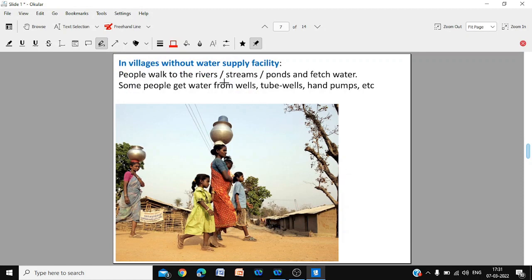In villages there may not be a water supply facility, although nowadays we are having water supply even in many villages, but previously or even now some villages may not have this facility. So people walk to rivers, streams or ponds, and they walk miles and miles. Even children have to walk so many kilometers every day just to bring a pot of water. People get water from wells, tube wells, hand pumps, but then they have to walk long distances. You can see even children have to walk long distances every day to bring water.